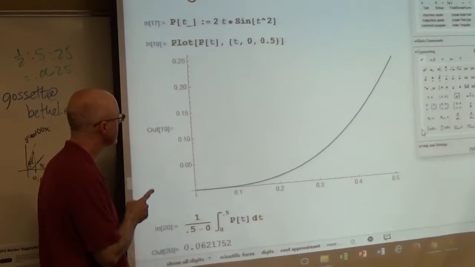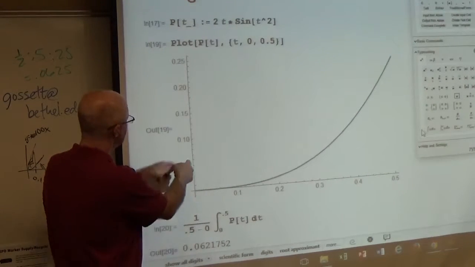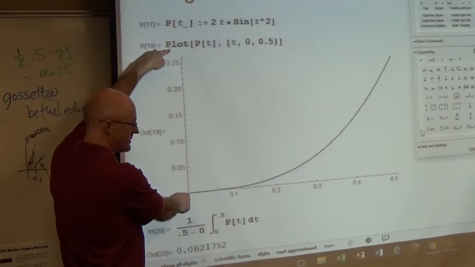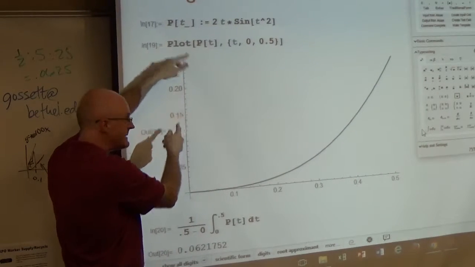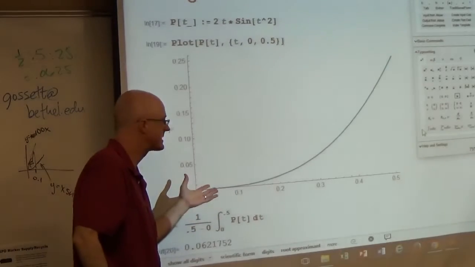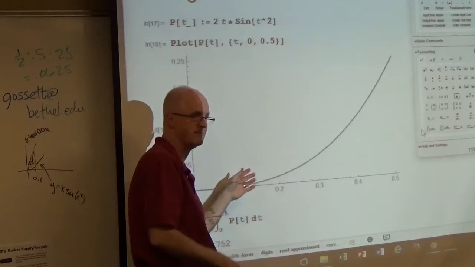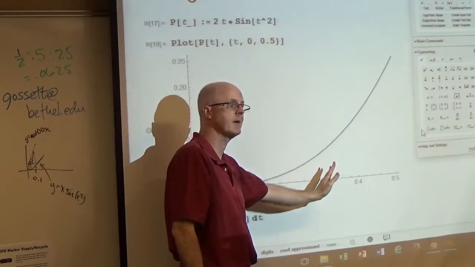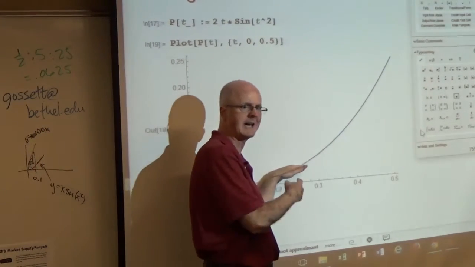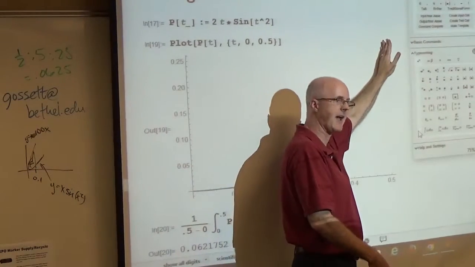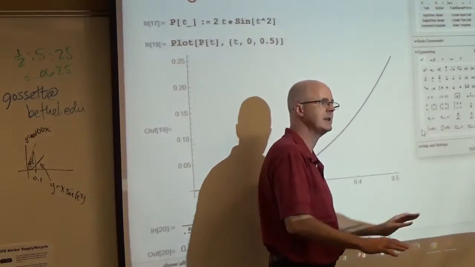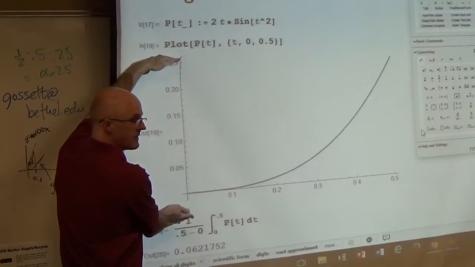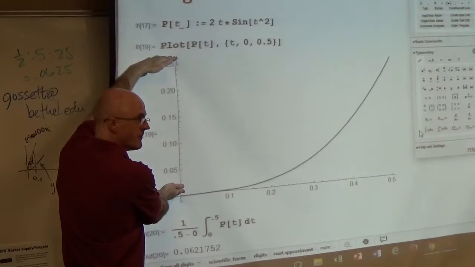Also notice that 0.06 is closer to the lowest value of this function than to the highest value. It's closer to the bottom than it is to the top. That's because the graph is concave up. So it spends most of its time, so to speak, in low values than in high values. If you imagine t as being time, as time goes by, this function is mostly down low. It's only at the very end that it gets high. That's the intuition as to why the average value should be lower than halfway between the minimum and the maximum.